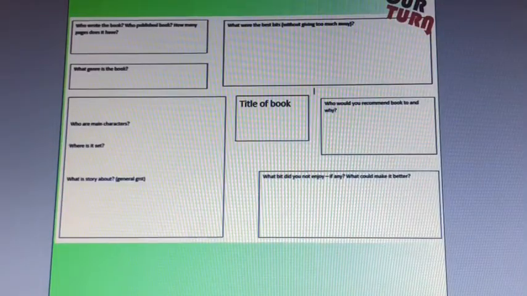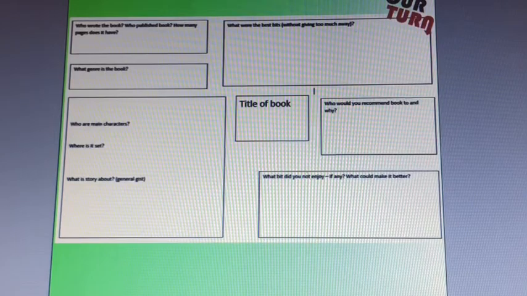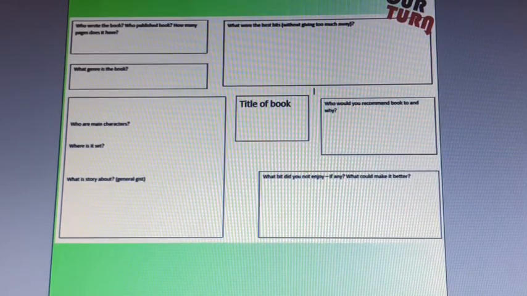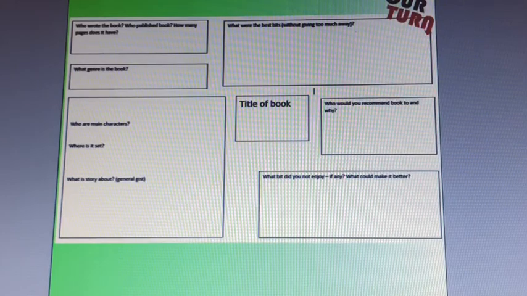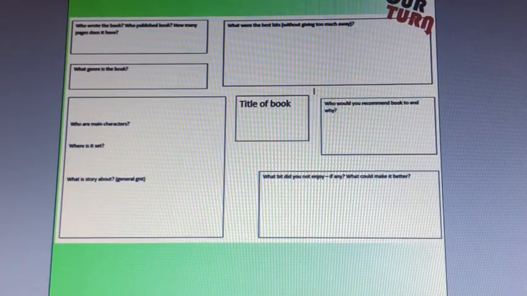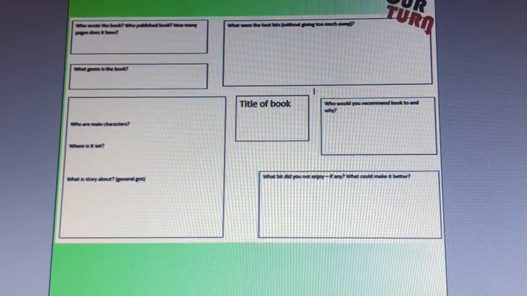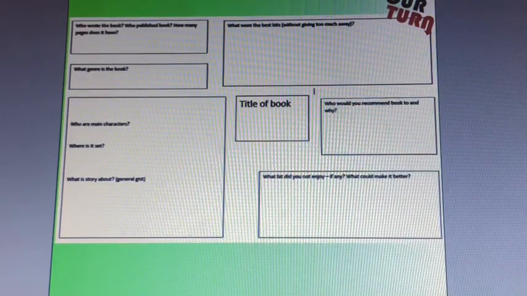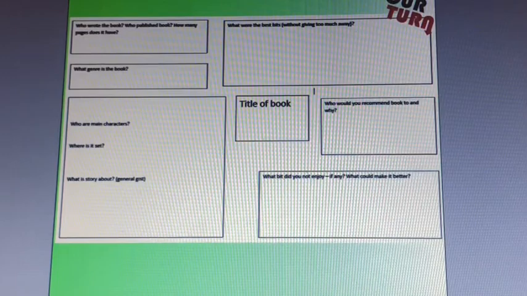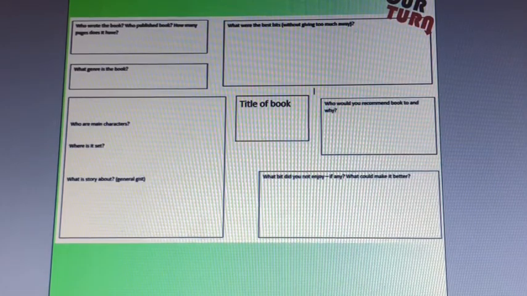Okay, now we need to start thinking about our planning for a book review. To begin with, think about which book you would like to review and have a look at some of the questions on this planning format. Who wrote the book? Who published the book? How many pages does it have? What genre is the book? Who are the main characters? Where was it set? What's the story about? The general gist.